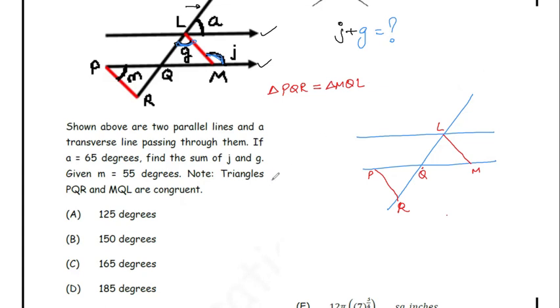So what does it tell you? First of all, we know that these two angles are equal, because they are vertically opposite angles. They've given us this as 55. So if this is 55 in PQR, therefore the angle at M is also 55, because they're congruent. A is given out here as 65. So this is also 65 out here, and therefore this is also 65 out here.